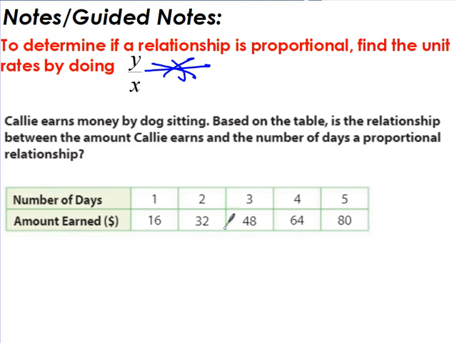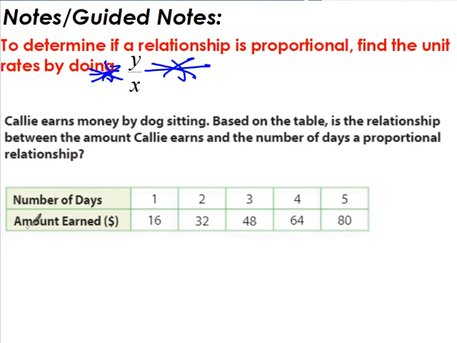So that's what we're talking about. Is she charging the same amount no matter what? If she is, that means it's a proportional relationship because she has a constant rate of change. If she is not charging the same amount each day, then it is not a proportional relationship. Here's how we do that determination. We do y divided by x. This is our formula that we use. Y divided by x, very similar to finding the unit rate.